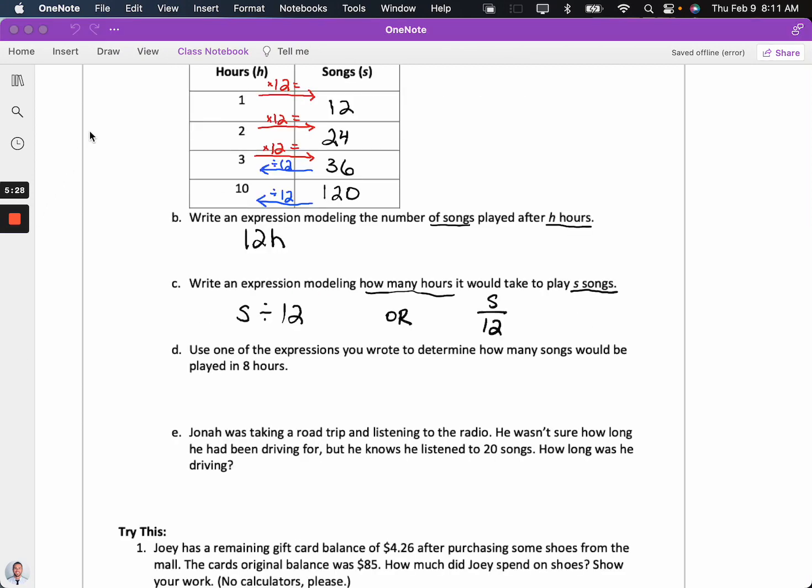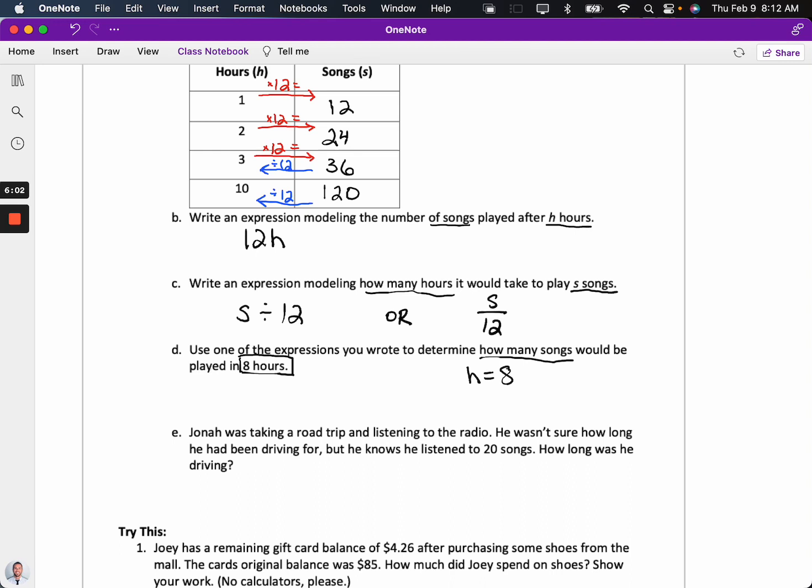Okay, so now it says, use one of the expressions you wrote to determine how many songs would be played in 8 hours. Well, when we think about what we're actually doing here, it says, how many songs are played in 8 hours? The information I'm given is that it's been playing for 8 hours, so that means I know that H equals 8. I'm told that in the problem, so H equals 8.